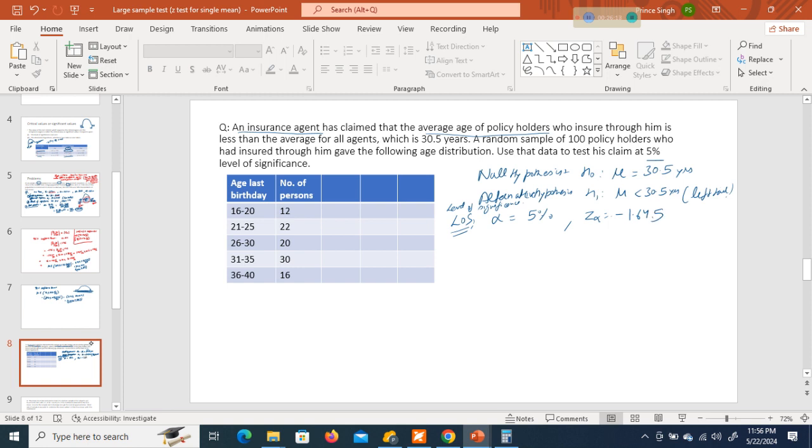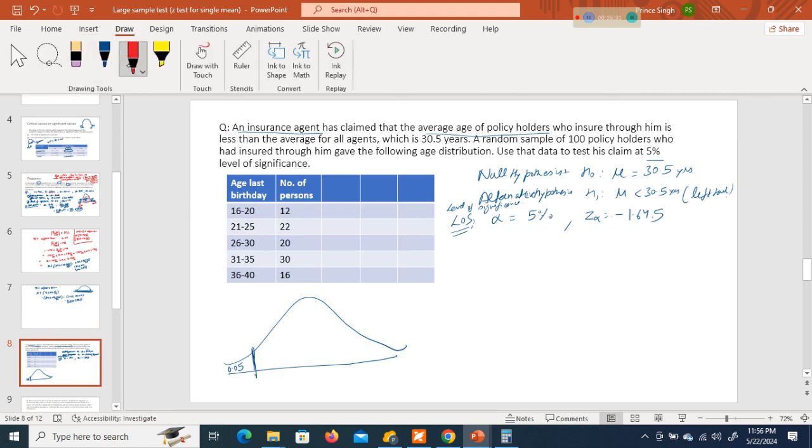What does it mean? In this case we are going to apply the left tail test. 5% means this is the region of rejection, and what is the critical value? Minus 1.645. It means if the value is less than this one, we are going to reject the null hypothesis, and if the value is greater than this one, then we are going to accept the null hypothesis.